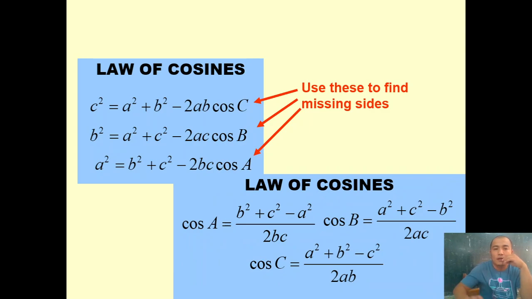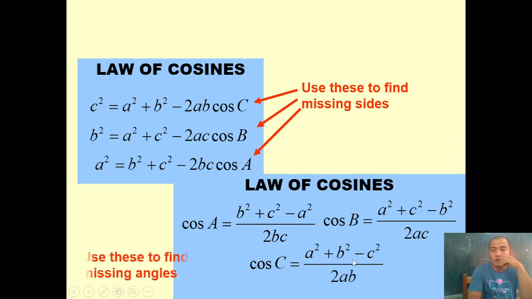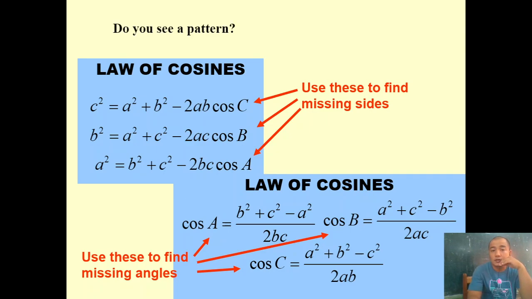And if we're trying to solve for the angles, we can use these formulas derived from the formulas above. So cosine A equals B squared plus C squared minus A squared over 2BC. Cosine B equals A squared plus C squared minus B squared over 2AC. Cosine C equals A squared plus B squared minus C squared over 2AB. Use this to find the missing angles. Okay, screenshot. So do you see a pattern?